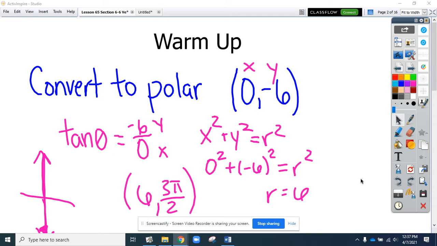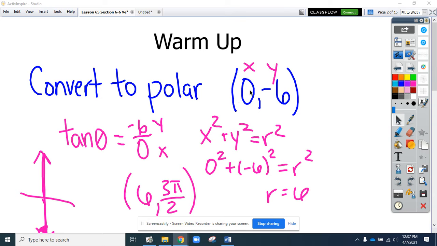So I wanted to take a chance to go over the three warm-up problems for you. The first one asked you to convert a point to polar. Something to point out right away that came up on the quiz: if it says convert to polar, that means this is rectangular. So this is your x and your y. So you really have two choices for this particular problem.